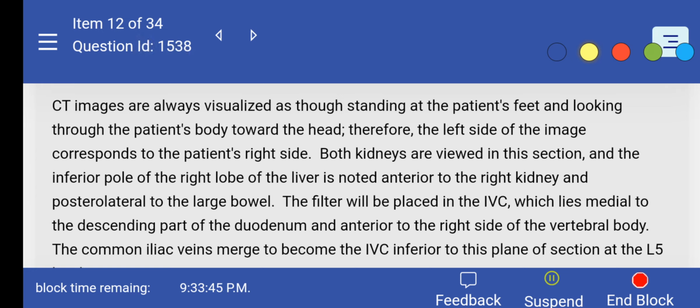In the inferior pole of the right lobe, the liver is noted anterior to the right kidney and posterolateral to the large bowel. The filter will be placed in the inferior vena cava, which lies medial to the descending part of the duodenum and anterior to the right side of the vertebral body. The common iliac veins merge to become the inferior vena cava, inferior to this plane of section at the L5 level.